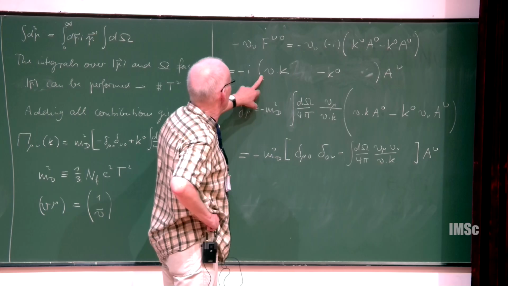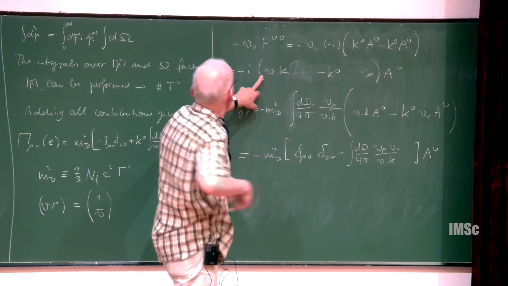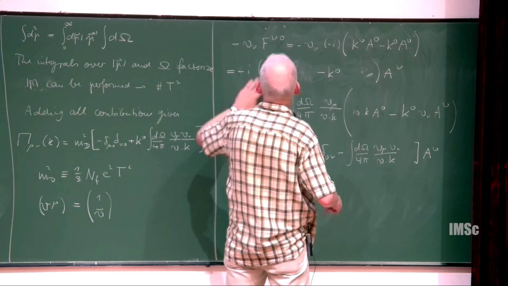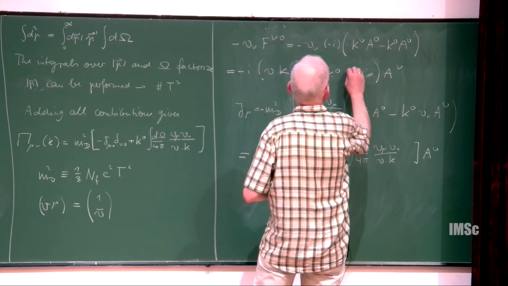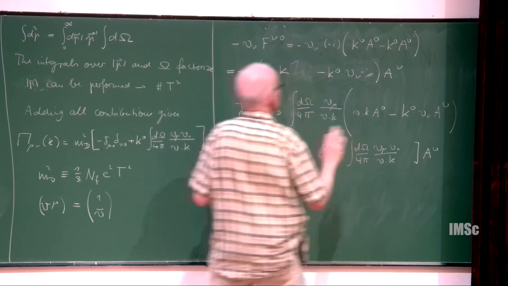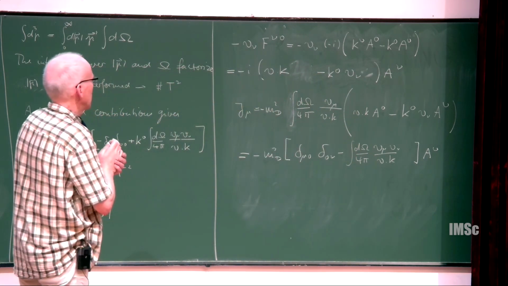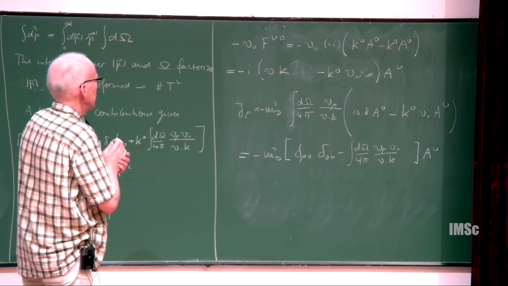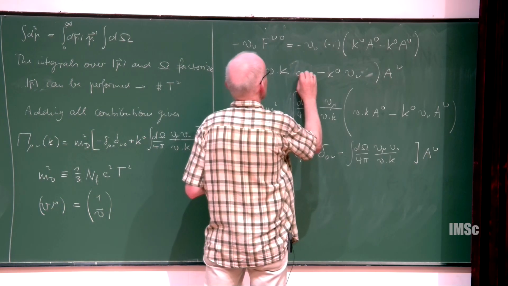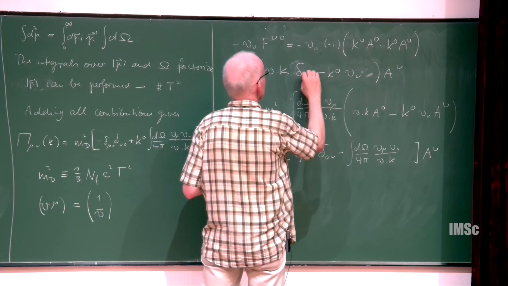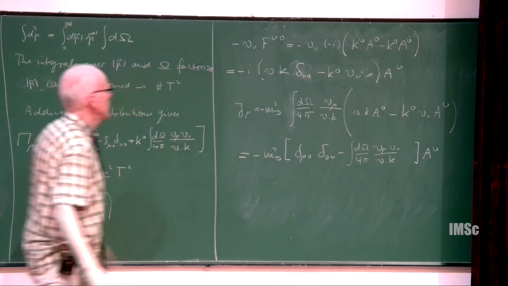Yes. K naught with the, sorry, yeah. Wait, so there's a V, V. There's a V nu here. Sorry, yes, thanks. No, this is Delta nu 0. Right, I can write this as a delta nu 0. Right. Yes, now I got it.